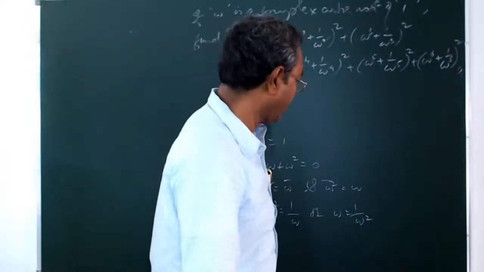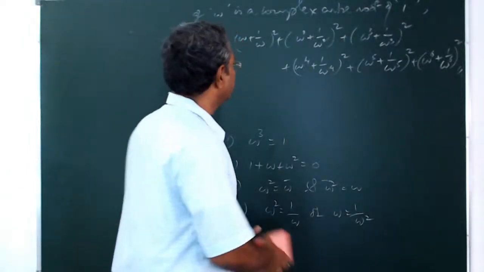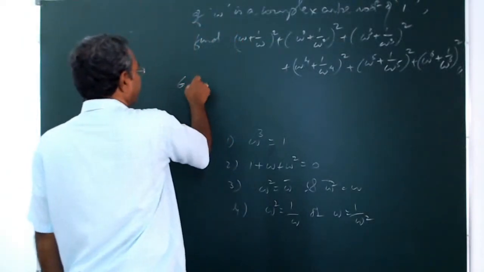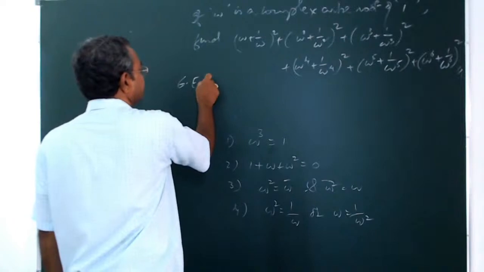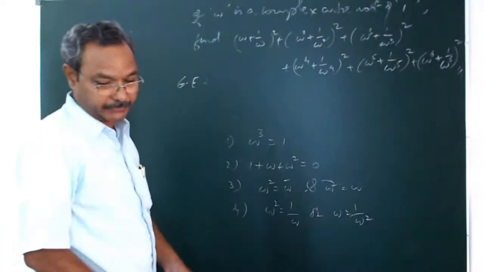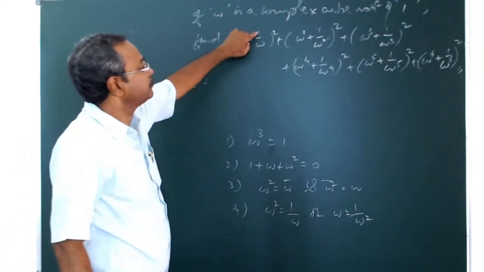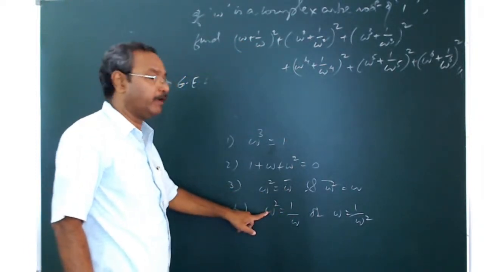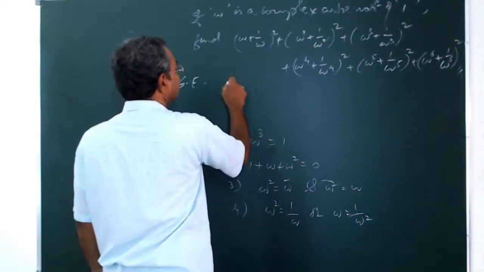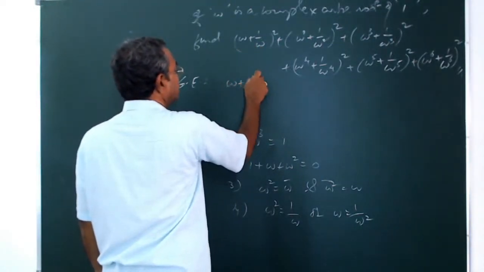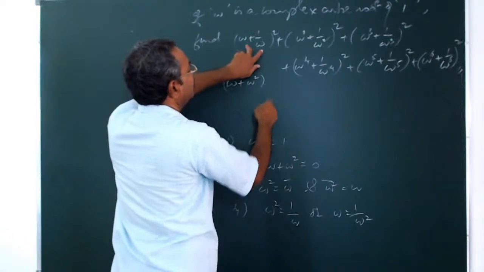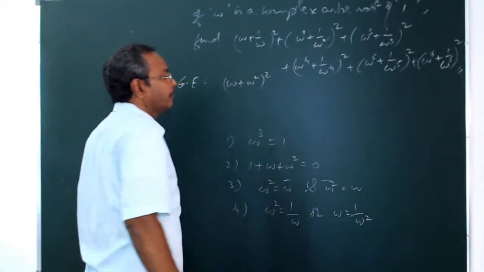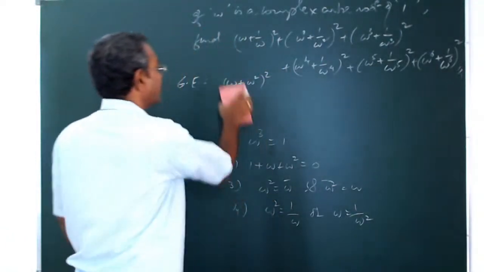How to find this one? That's not a problem. The given expression is, look, this is omega plus 1 by omega. You know that 1 by omega is omega square. So this automatically becomes omega plus omega square whole square.